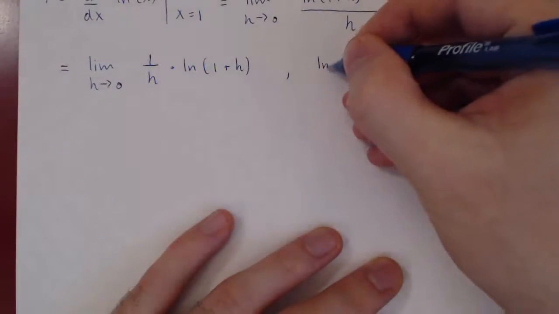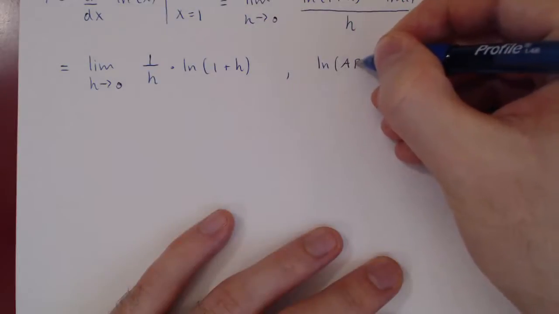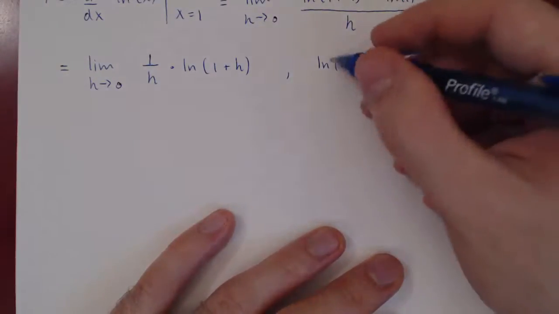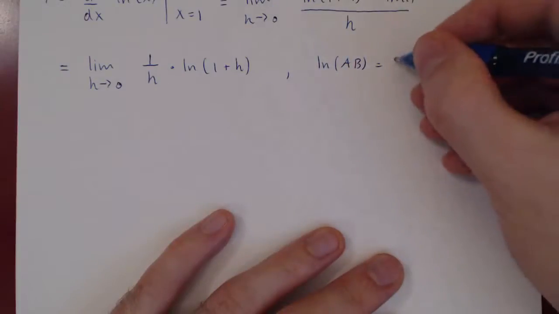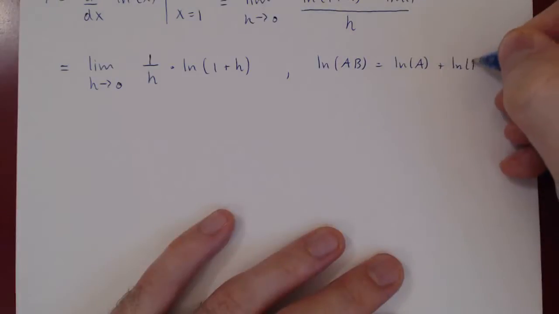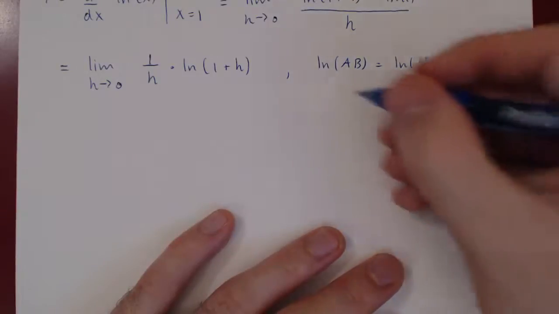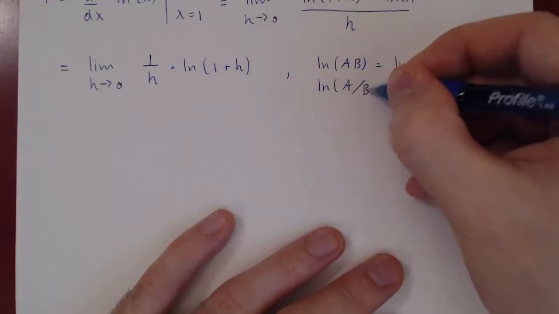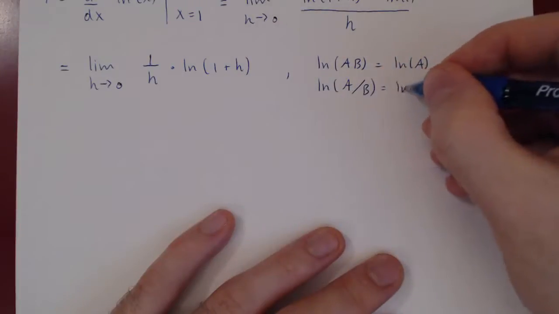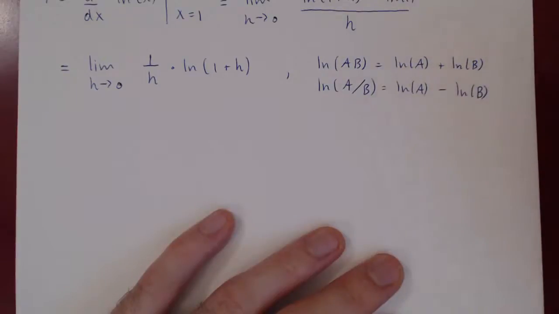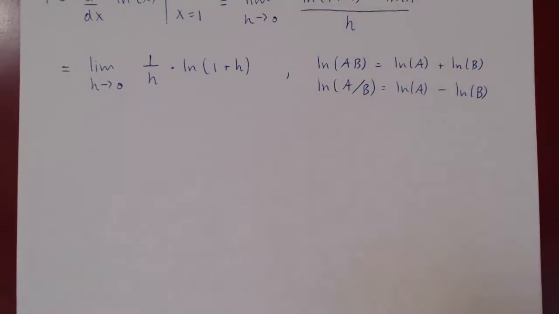So if we have the ln of a times b, where a and b are both positive, the ln is a logarithmic function, so that's the ln of a plus the ln of b. If we had ln of a divided by b, this is ln of a minus ln of b.